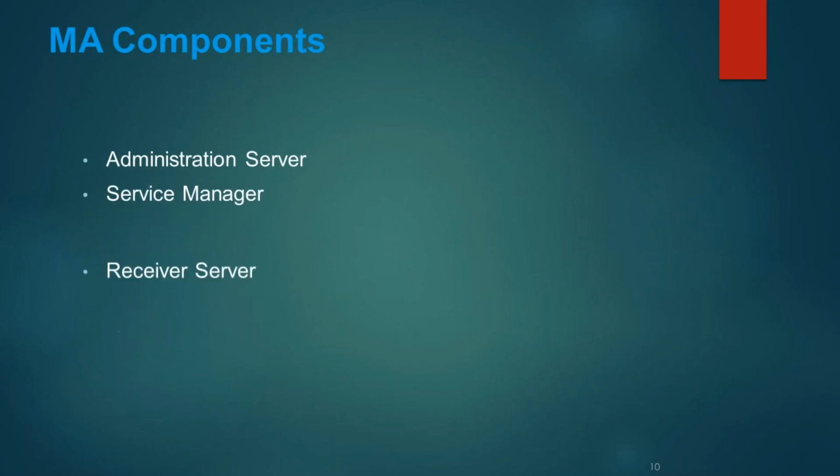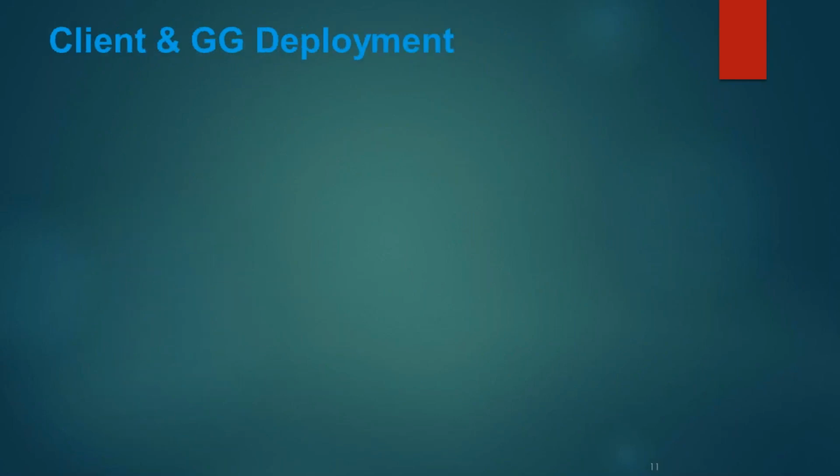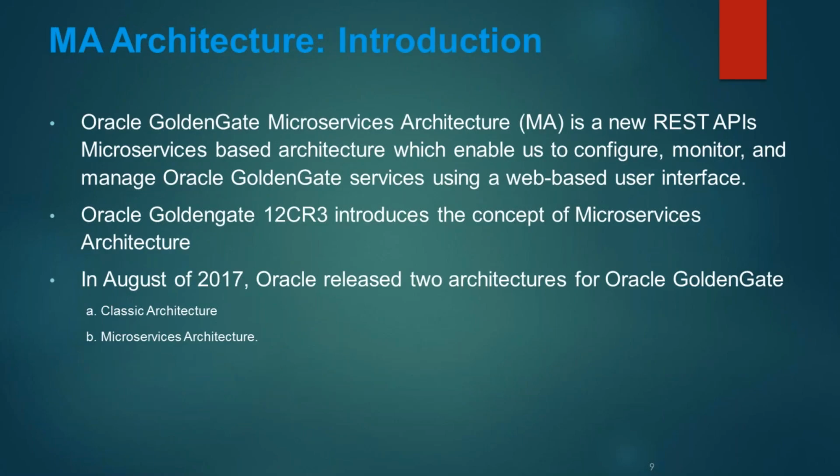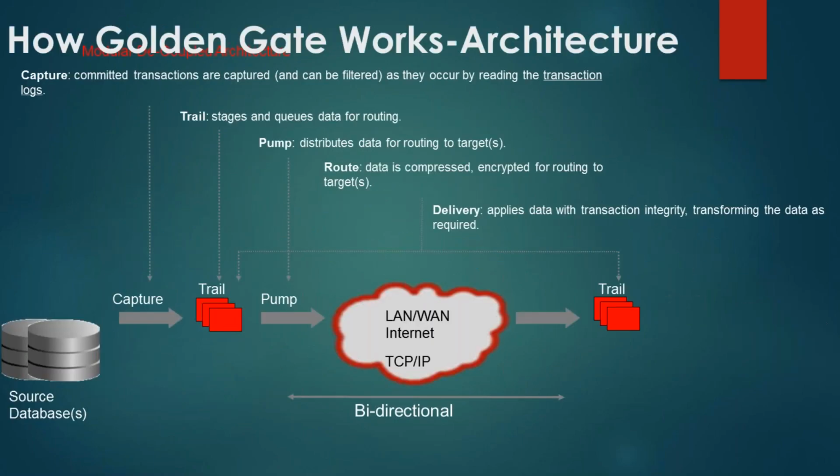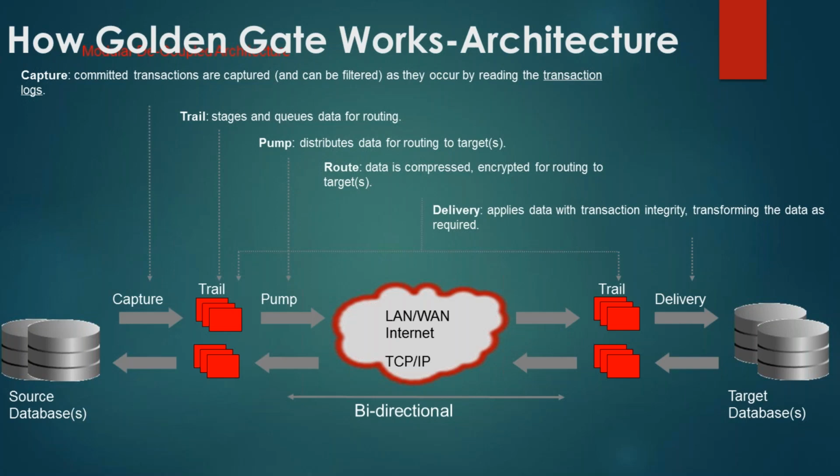So what are the components involved with microservices? Before discussing microservices components, let us discuss the classic architecture components. Your classic architecture components include manager process, extract process, trail files, data pump, replicat. Along with that, you have the collector process as well, which runs in the background. So there are 6 components in classic architecture.